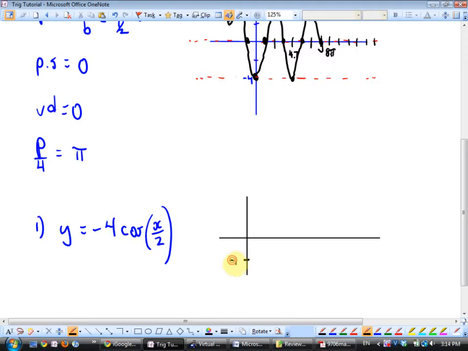This would be negative 1 and positive. But ignore the 4, ignore the over 2, ignore all that. It would start down here and it would finish down here. How far? Pi by 2. Negative cos would look like this.